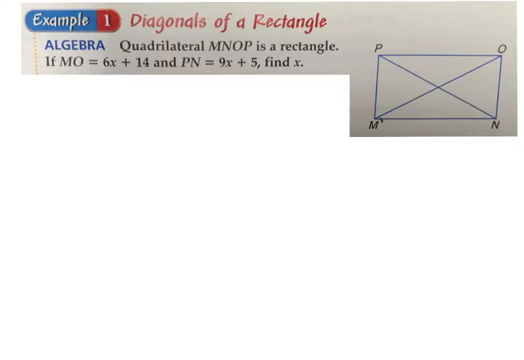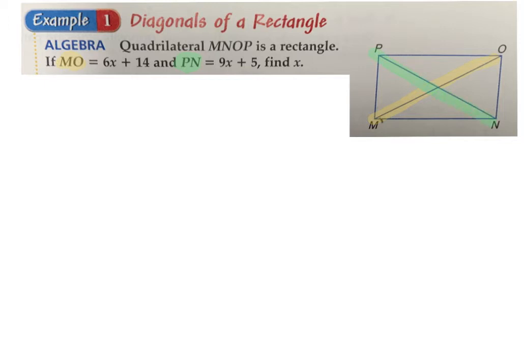So the first example, quadrilateral MNOP is a rectangle. If MO is 6x plus 14 and PN is 9x plus 5, find x, all right? So the first thing you would do is make sure you know what they're talking about. So we have MO, that is this diagonal right here. And they've given us PN, that is this diagonal right here.